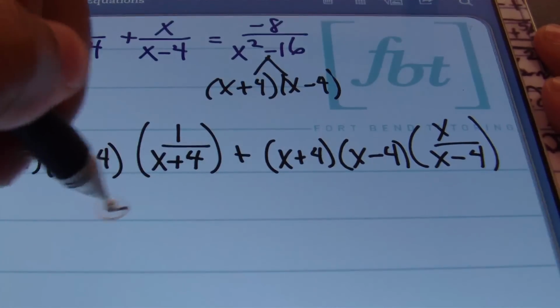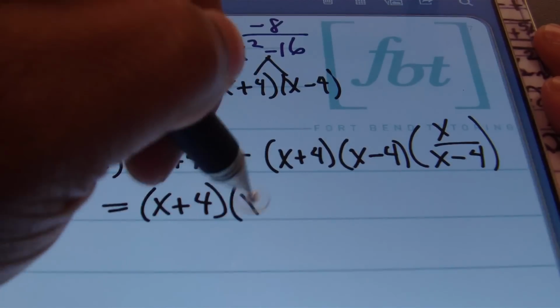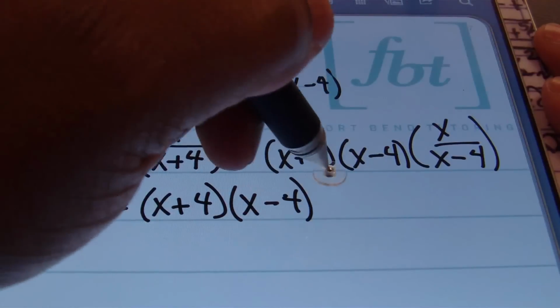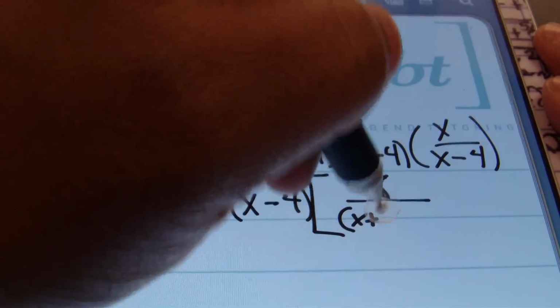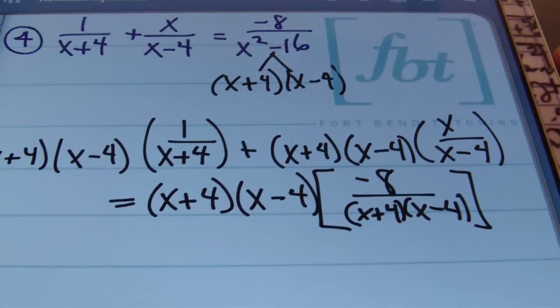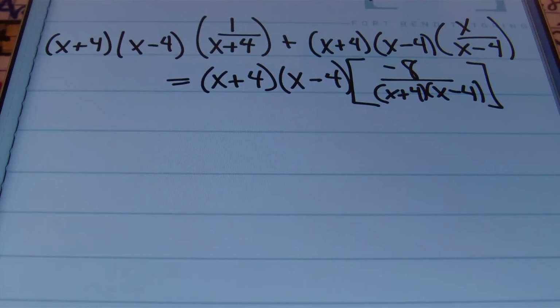minus 4. This is going to be equal to the LCD of x plus 4 times x minus 4 times the factored form of negative 8 over x plus 4 times x minus 4. Just like that. So next what we'll do is we will simplify this equation now.